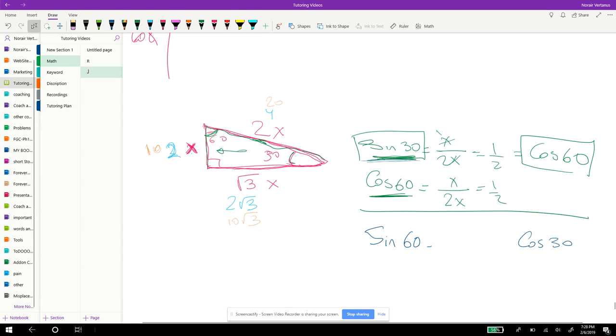Sine of 60 is equal to what? 60 is this one. It's equal to opposite over hypotenuse, right? Opposite is rad 3x over hypotenuse 2x. So you get what? x and x cancel, you get rad 3 over 2. So remember, sine of 60 is equal to cosine of 30, equal to rad 3 over 2.